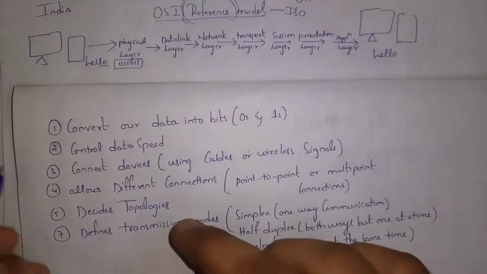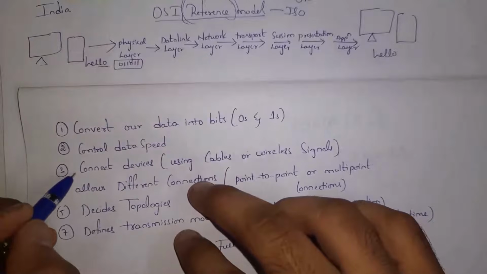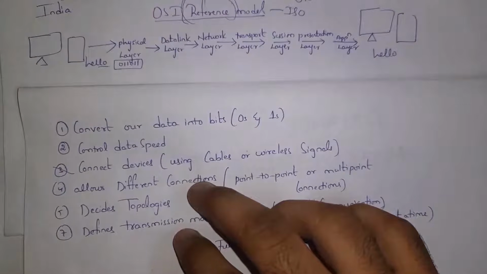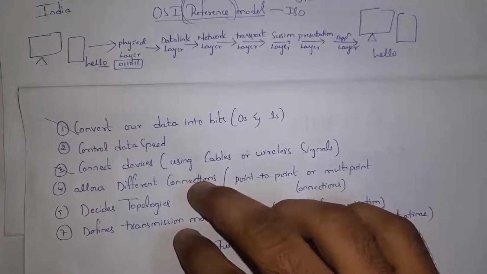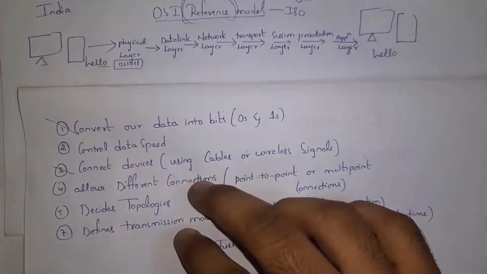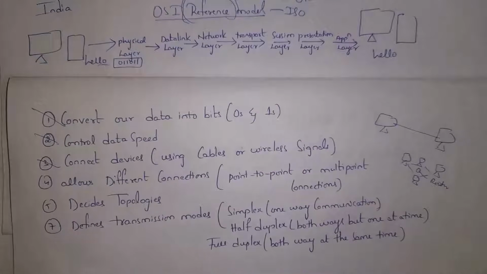So the physical layer will establish a connection between devices either by using wires or wireless. And the physical layer will also convert our data into bits, that is in the form of zeros and ones. And the physical layer will also control data speed, that is how much speed data must be transferred in the network. Guys, the physical layer will support different connections. They are point-to-point connection and multi-point connection.